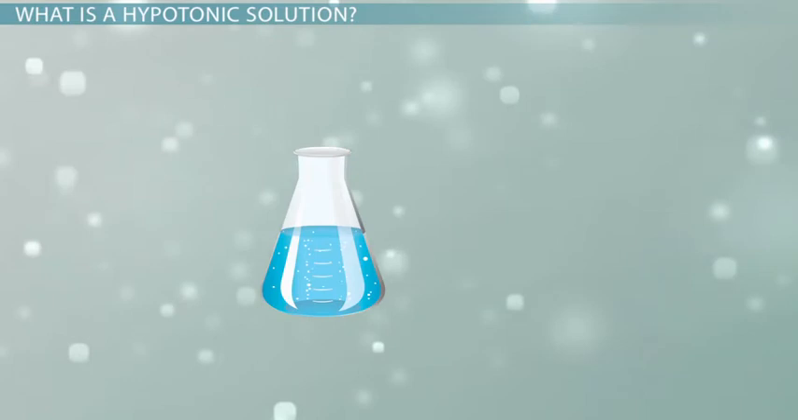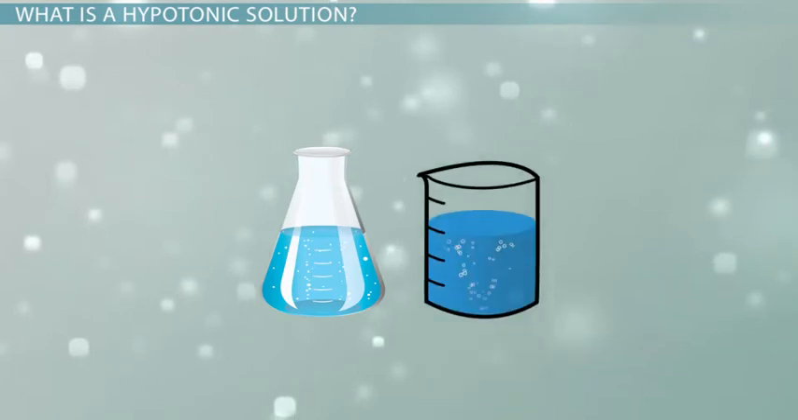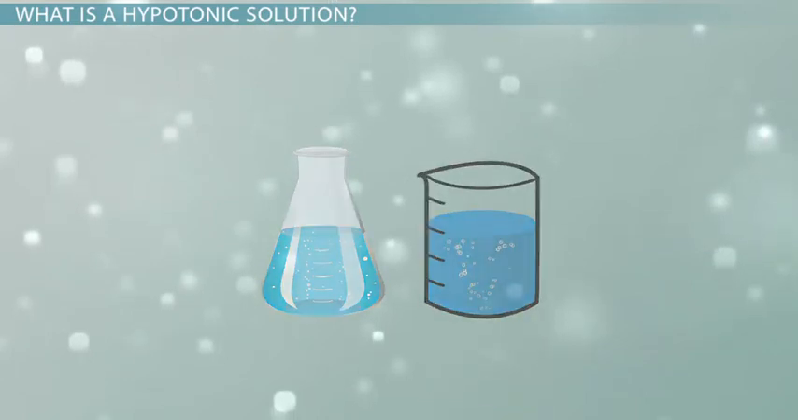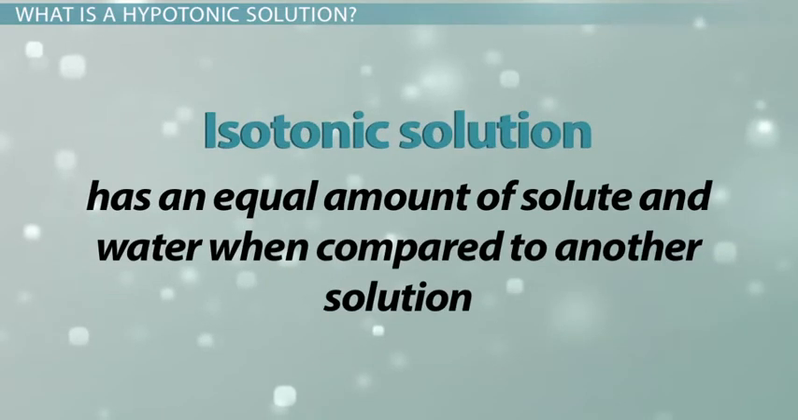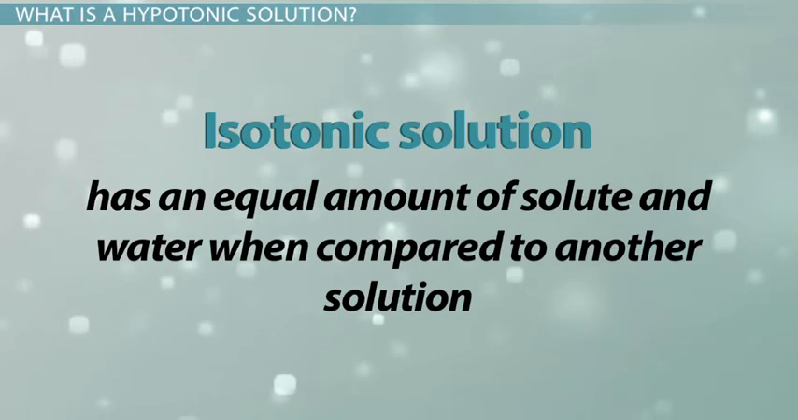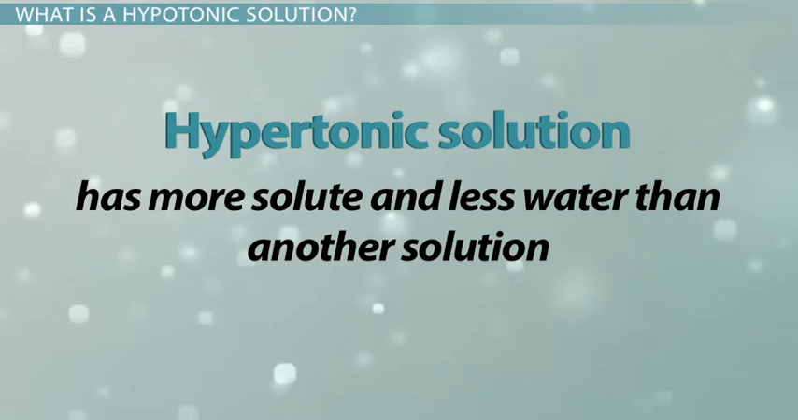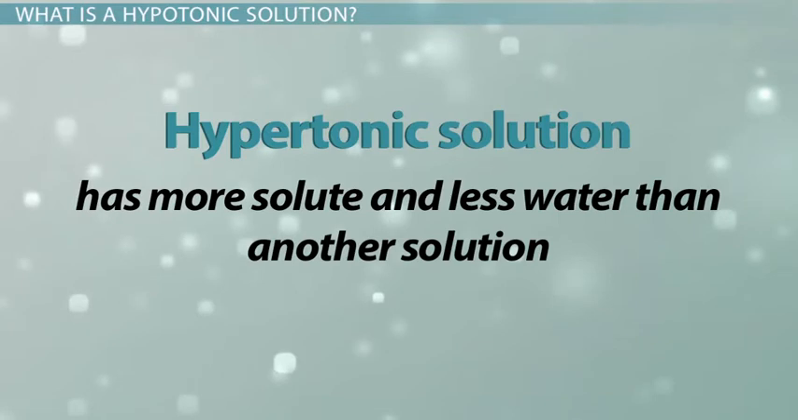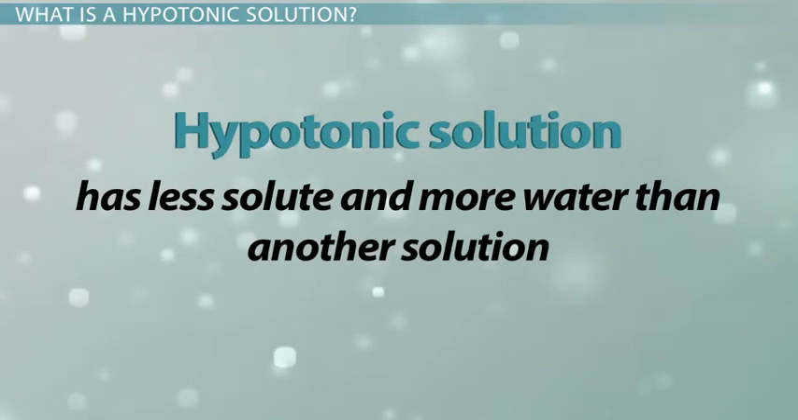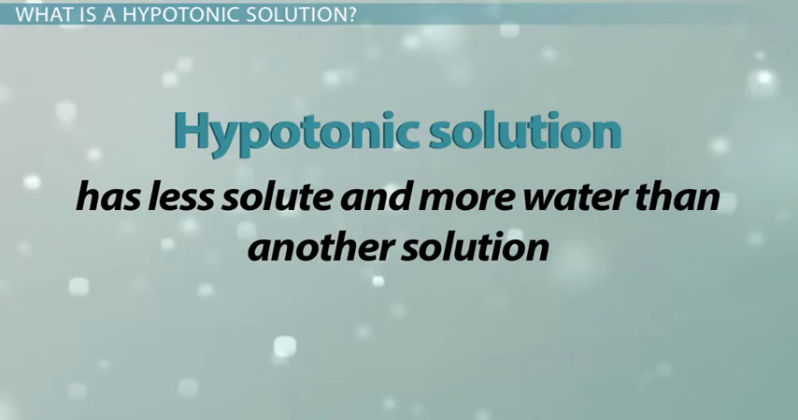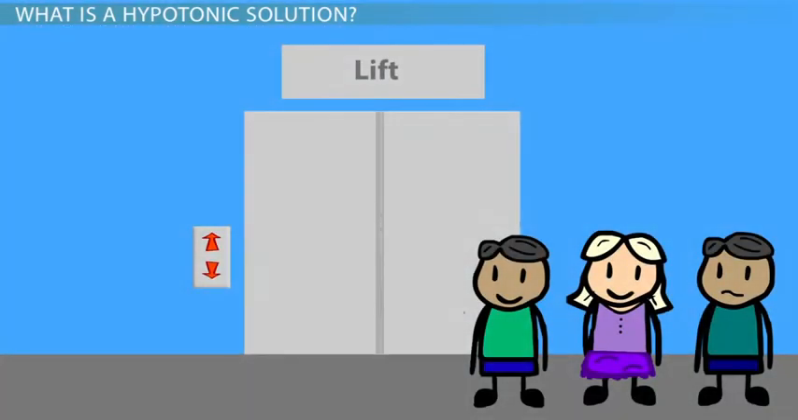A solution can be labeled one of three ways when it is compared to another solution. First, it may be considered an isotonic solution, meaning it has an equal amount of solute and water when compared to another solution. Second, it may be considered a hypertonic solution, meaning it has more solute and less water than another solution. Third, it may be considered a hypotonic solution, meaning it has less solute and more water than another solution.